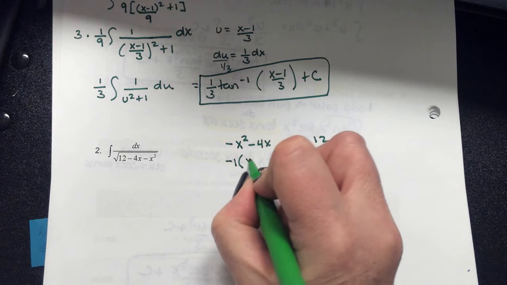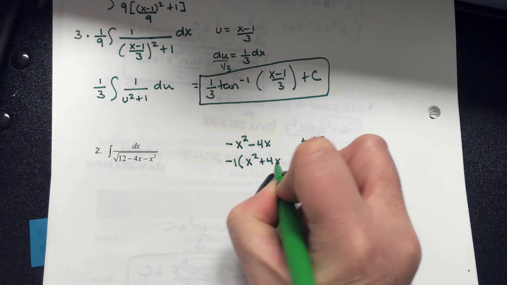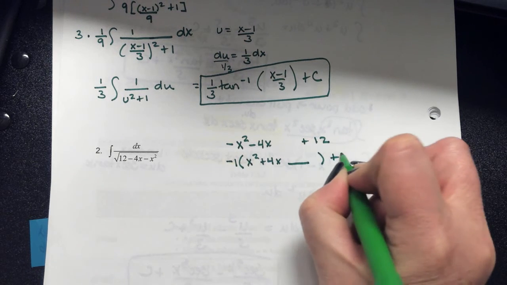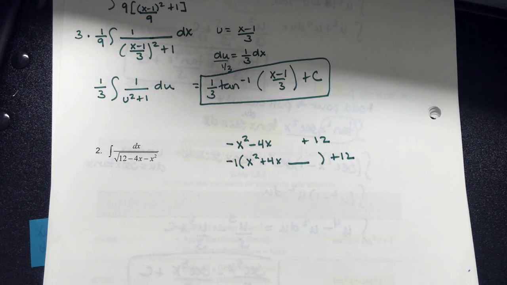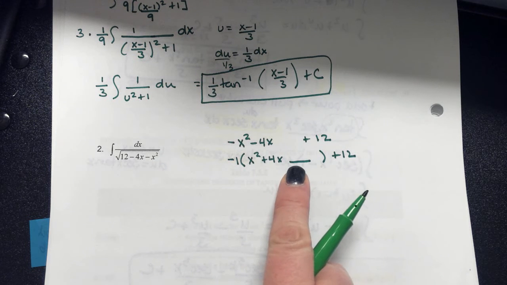So that's going to give me an x squared plus 4x. And again, the plus 12 is pulled out. I'm not completing the square including the 12. So now what constant am I going to add inside the parentheses to give me that perfect square trinomial? I'm going to add a what?